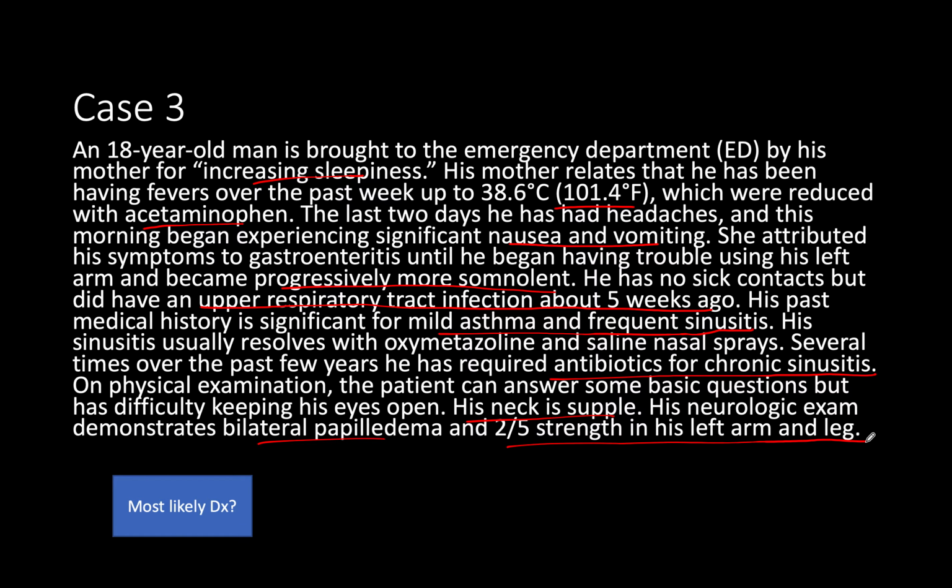This is a tricky one. So definitely we're thinking about something infectious, because of this rise, he's been having temperatures and he's got this history of sinusitis. The sinuses are right there next to the dura. So we want to think about maybe an infection that is involving the dura. It could have gone beyond that.